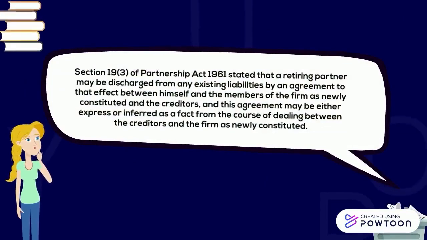Section 19, Clause 3 of the Partnership Act 1961 states that a retiring partner may be discharged from any existing liability by an agreement to that effect between himself and the members of the firm as newly constituted and the creditor. This agreement may be either expressed or inferred as a fact from the course of dealing between the creditor and the firm as newly constituted.